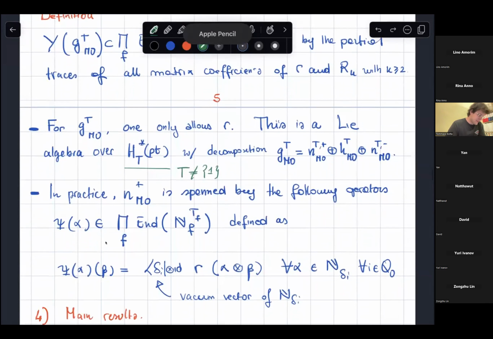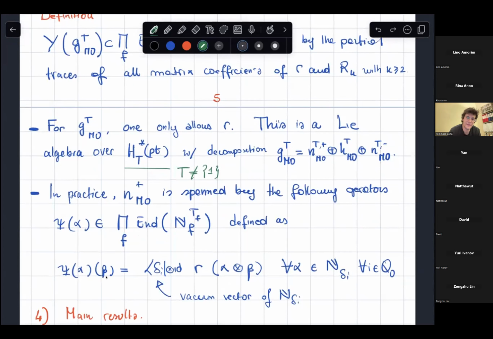Okay. And so just to make things a bit more concrete, I will give you a set of spanning elements. It is not trivial that what I say really spans the Maulik-Okounkov Lie algebra, but it is a result. It is correct. So in practice, the positive part of the Maulik-Okounkov Lie algebra is spanned by the following operators. I call them psi alpha. These are in the product of all endomorphisms of the cohomologies of quiver varieties, and they are defined as follows.